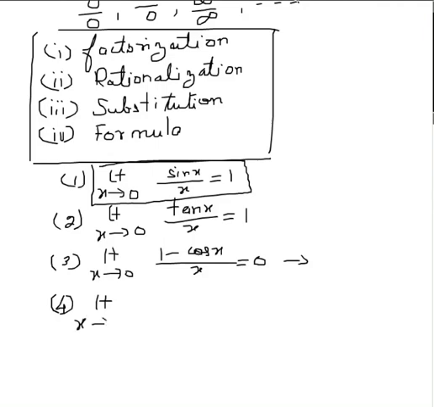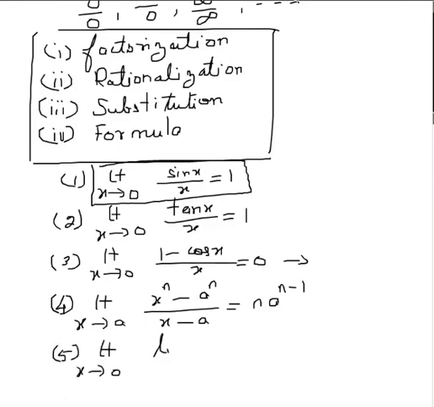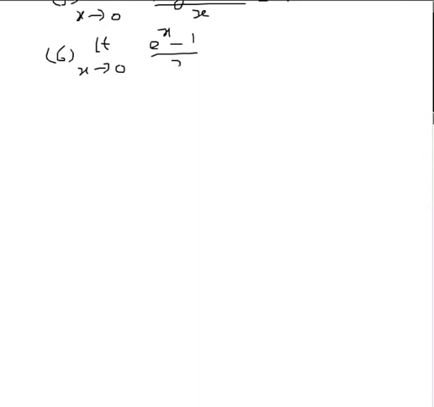Then we had limit x tending to a of x power n minus a power n by x minus a is n into a power n minus 1. Then limit x tending to 0 of log of 1 plus x by x is 1. Limit x tending to 0 of e power x minus 1 by x is 1.